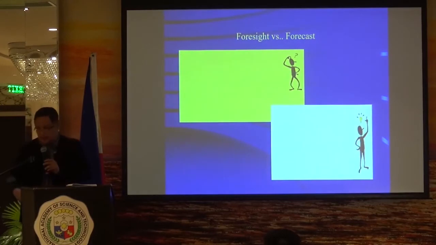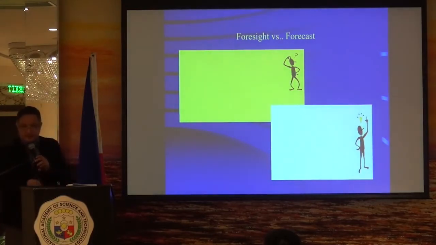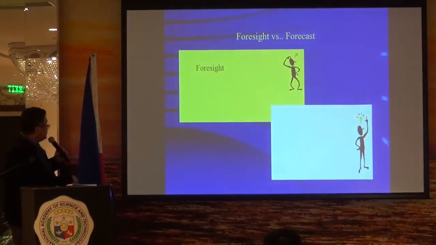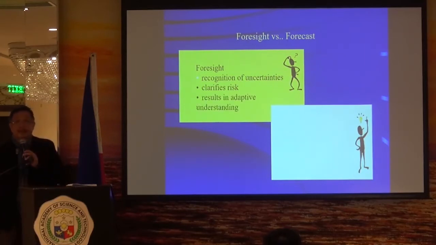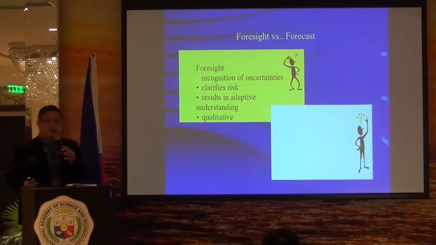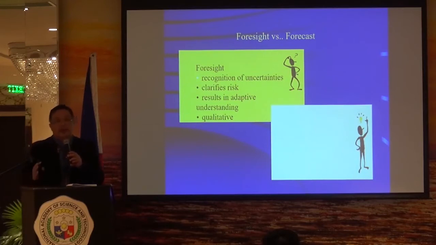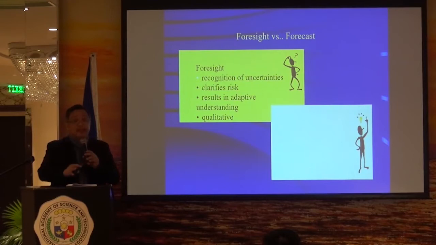Okay, this is just a way for you to say what is the difference between foresight and forecast? Foresight, this is it, recognition of uncertainties. 30 years is risky. Adaptive understanding, why are we going to be engaged in that technology or innovation, and it's qualitative. We cannot, numbers are great, data are great, but the whole point is to transform those data into something descriptive.